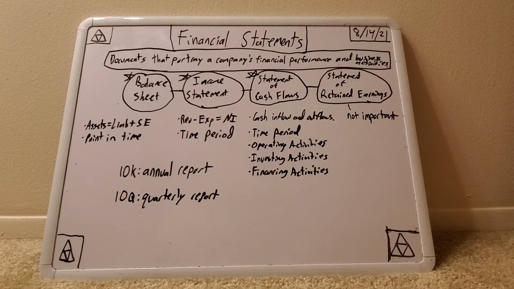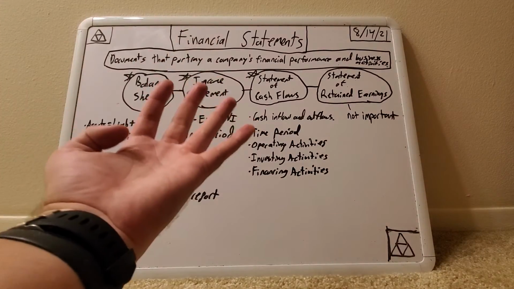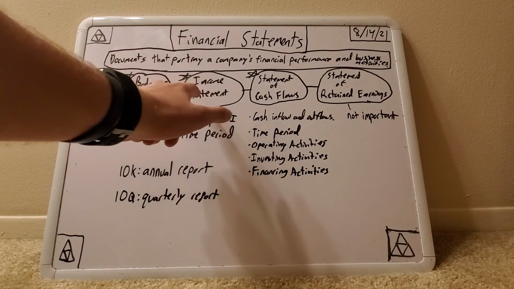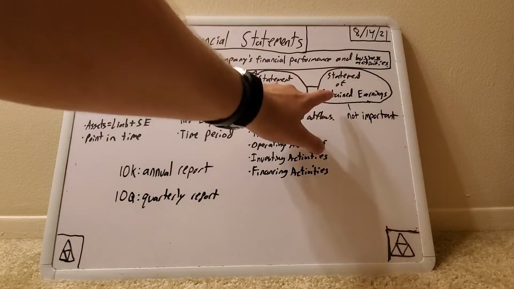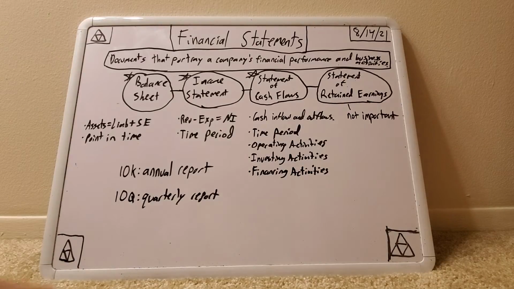But getting right into it, financial statements are going to be documents that portray a company's financial performance and business activities. So there are going to be four different types of financial statements: balance sheet, income statement, statement of cash flows, and statement of retained earnings. For this video, I'm not going to go over the statement of retained earnings.